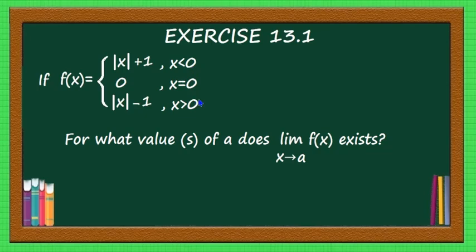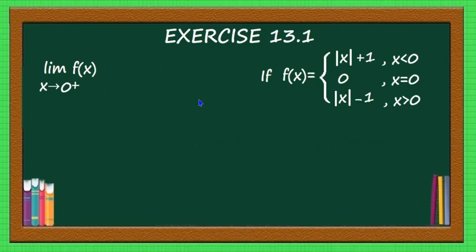Let us find the limit as x tends to 0 plus of f of x. That is the limit as x tends to 0 plus, where 0 plus means greater than 0. When x is greater than 0, f of x is equal to mod x minus 1, so that is the limit as x tends to 0 plus of mod x minus 1, and put x equal to 0 here. Mod 0 is 0, minus 1, which equals minus 1.